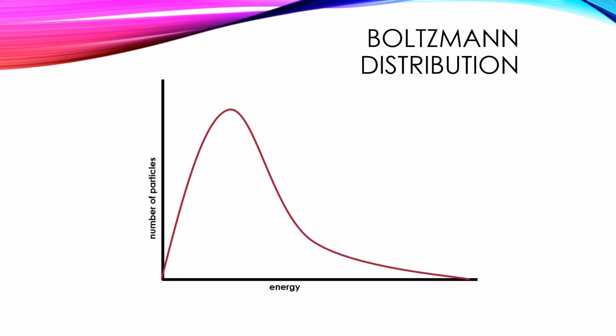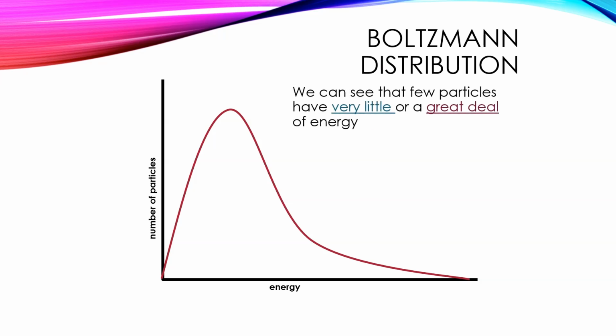So let's have a look at the Boltzmann distribution. The first one, that will be the number of particles and the energy. So we can see that a few particles have very little or a great deal of the energy. Okay. So 也就是讲着它只有很少 particle 的时候，它只有很少的 energy. But at the same time, 如果它是很多 energy 的时候，它同时也是一个很少 particle 的 case, which is an interesting observation. Okay, we will learn more about it in the future. But for now, just keep that in mind.